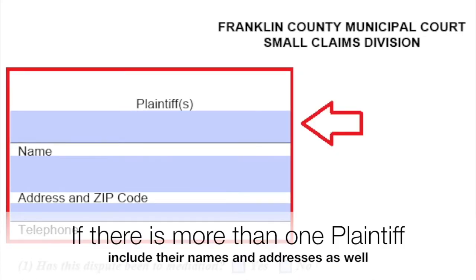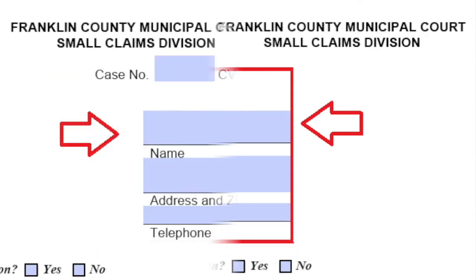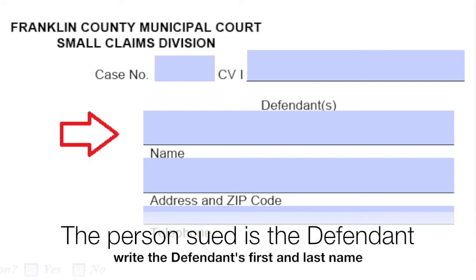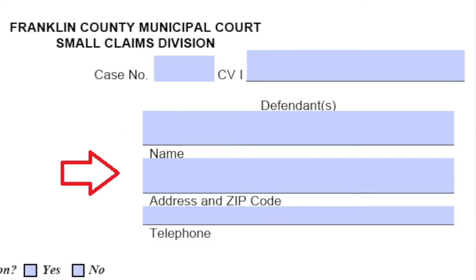If you and one or more people want to sue the same person or company, provide their names and addresses as well. The person or company you sue is the defendant. Provide the defendant's first and last name. More information about naming businesses is available on the Small Claims website.